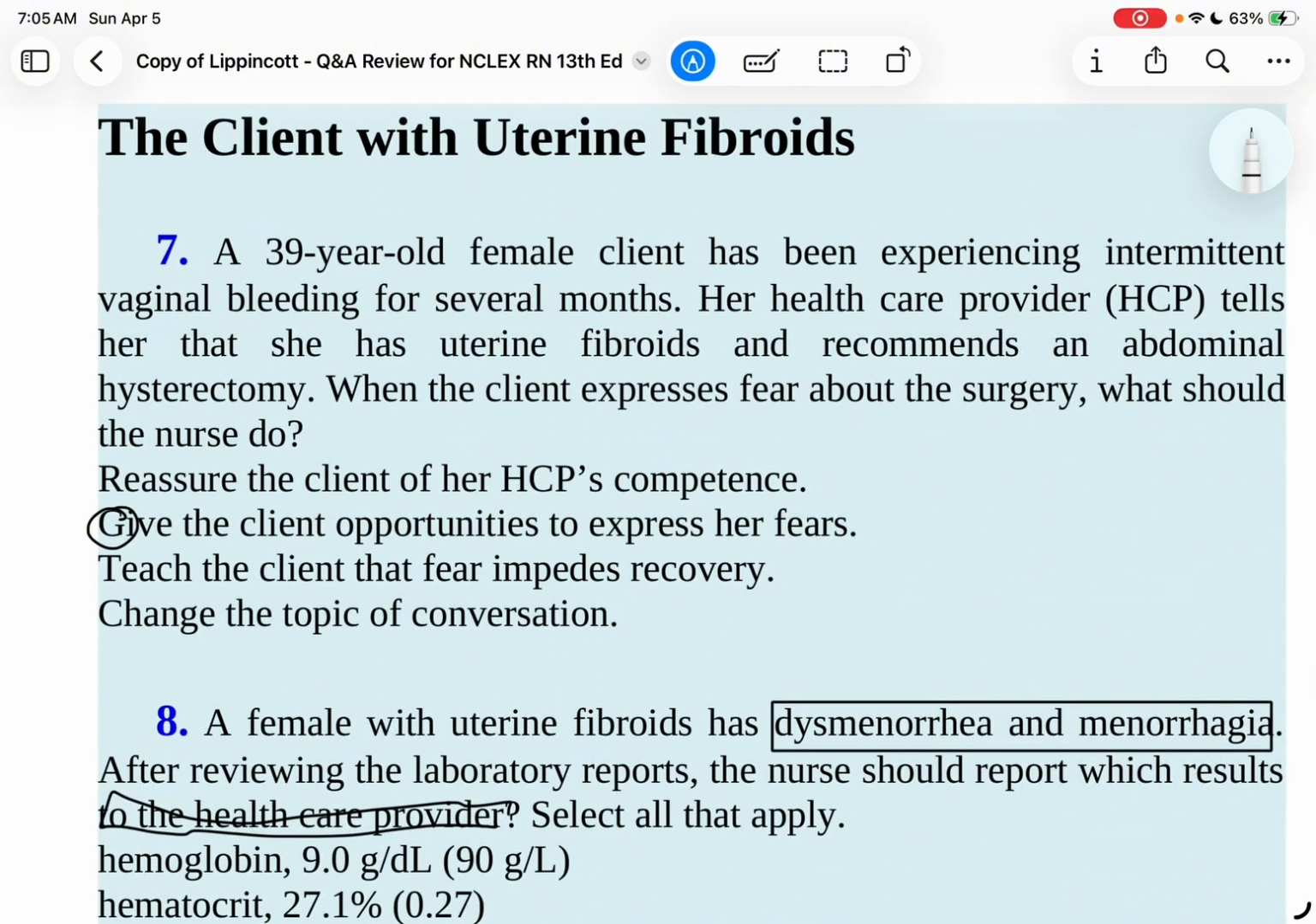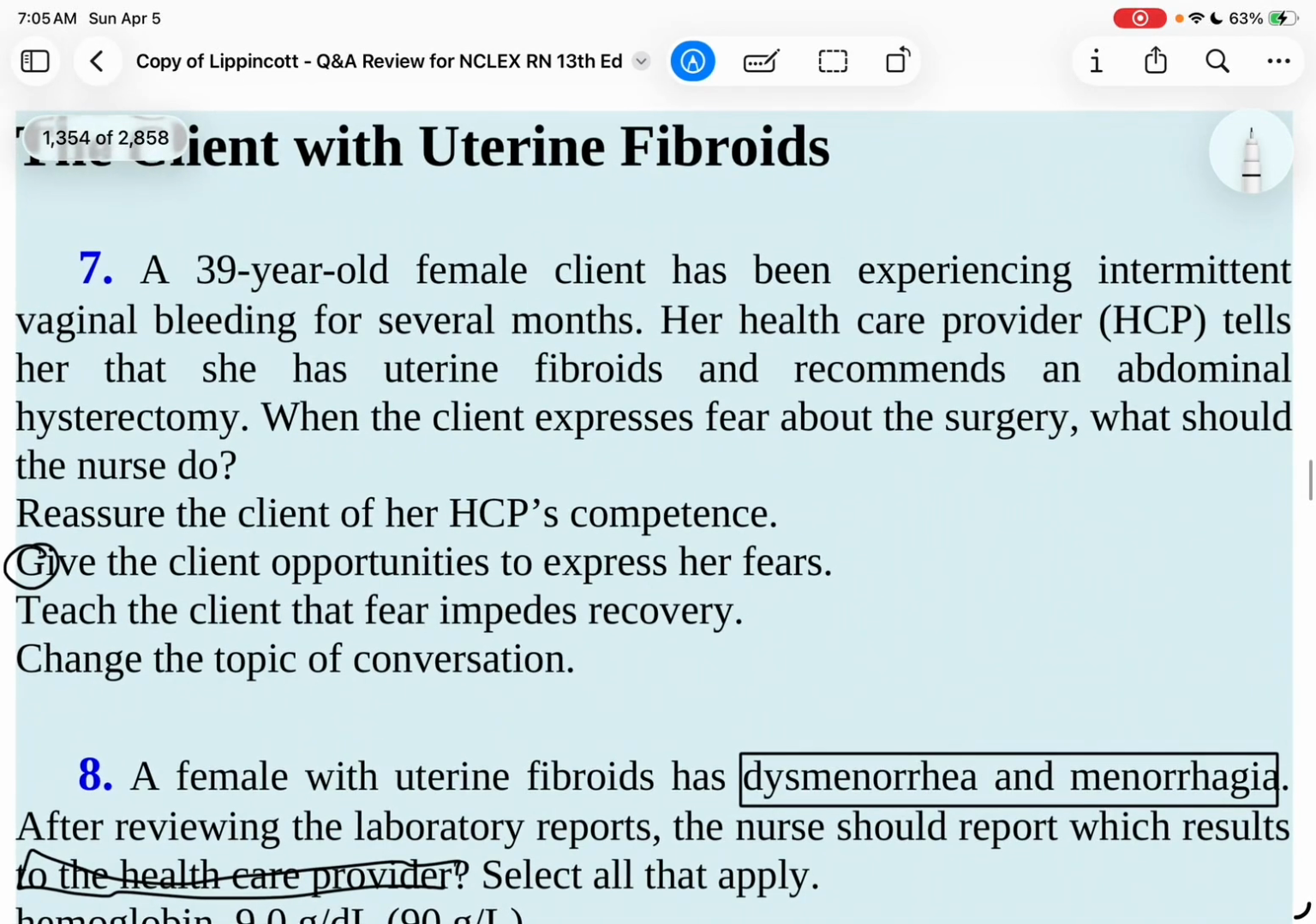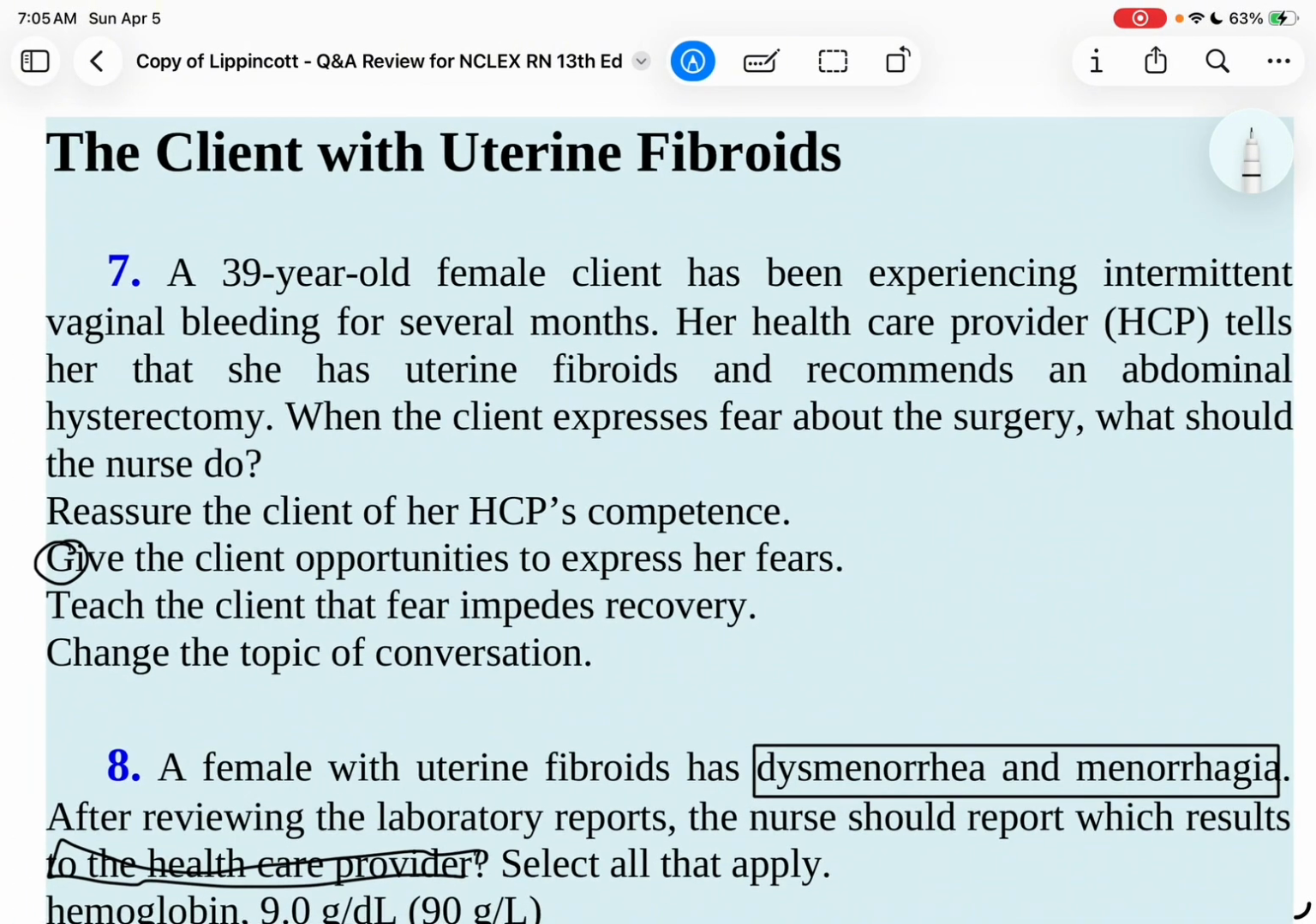Here we have a 39-year-old female client who has been experiencing intermittent vaginal bleeding for several months. Her healthcare provider tells her that she has uterine fibroids and recommends an abdominal hysterectomy. The questions here are all about hysterectomy, just the removal of the uterus. When the client expresses fear about the surgery, what should the nurse do? So the nurse should give her the opportunity to express her fears.